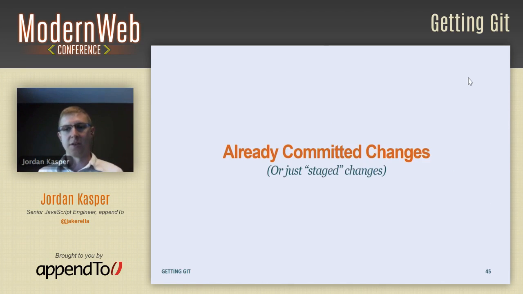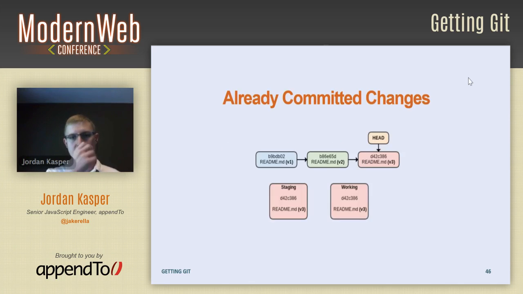All right, now we get into the hard stuff. When you've already committed changes. So if you've already committed changes, or even if you've just staged changes, we need to use the reset command in Git. So let's look at what we've got.